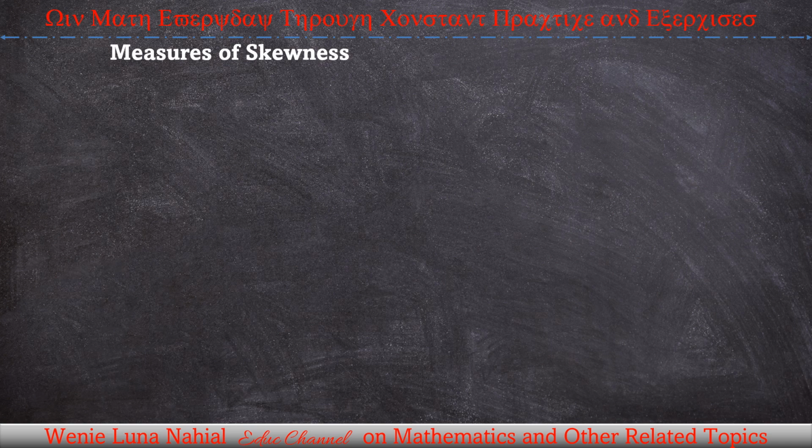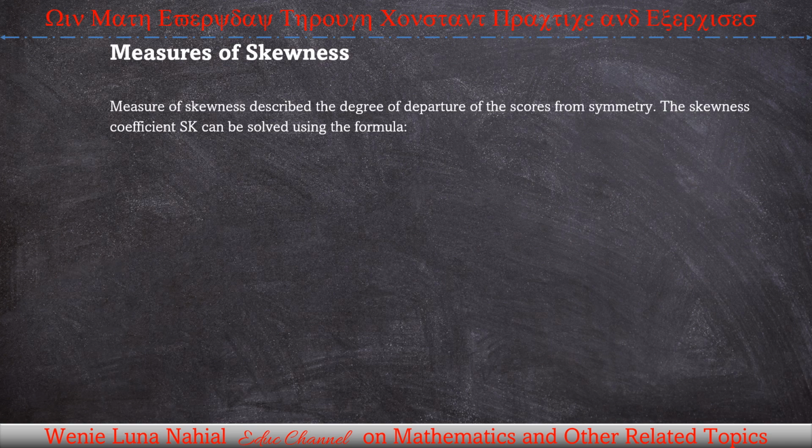Measures of skewness. This is another very important topic because this will give us information about the distribution of the observations. Measure of skewness describes the degree of departure of the scores from symmetry. The skewness coefficient, or SK, can be solved using this formula. SK equals 3 times the quantity x bar minus median, divided by the standard deviation.